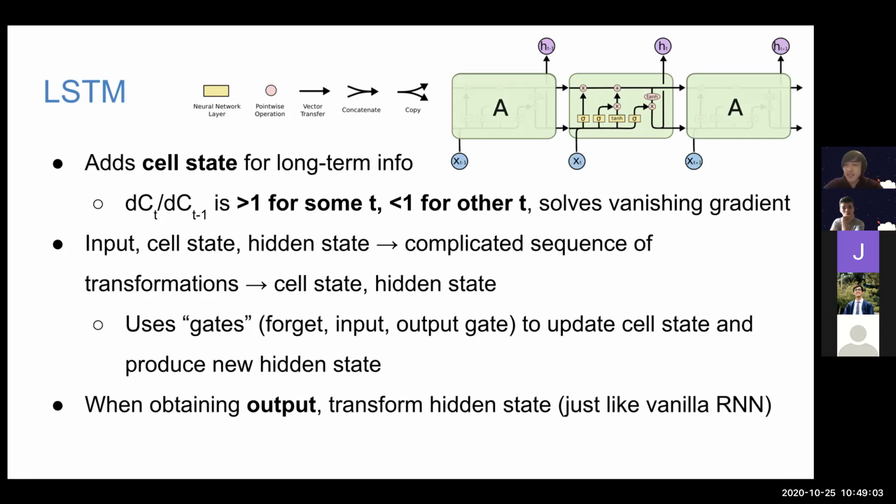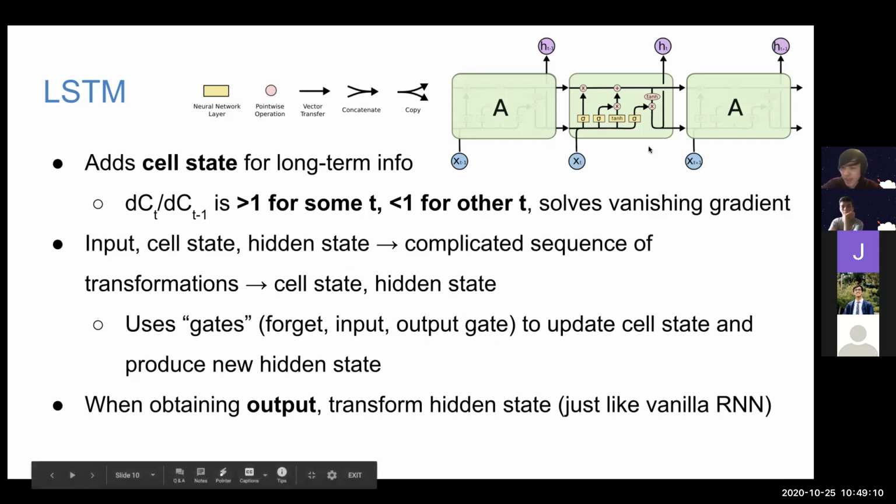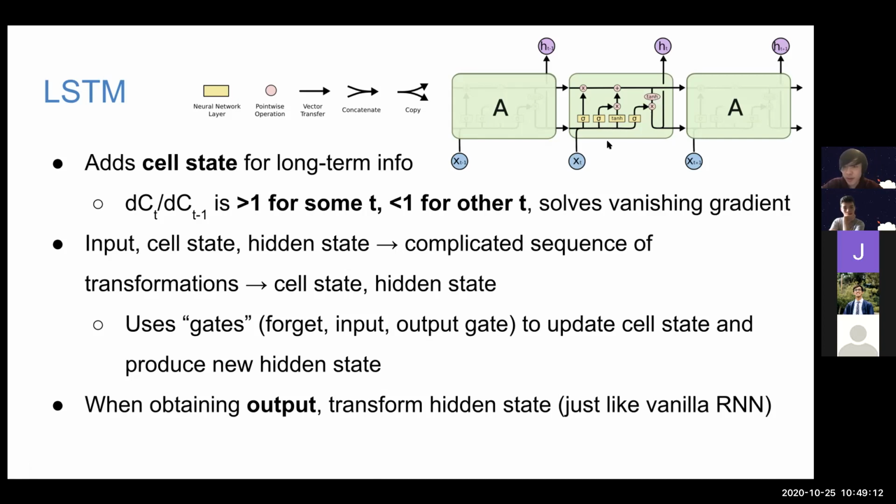And that updated cell state is also used to produce the next hidden state. So in your output gate, you again apply another neural network layer with another set of weights and a sigmoid activation function to your concatenated input and hidden state. Then you combine that using a pointwise operation with your cell state, which you apply a tanh to. That produces your next hidden state. And the hidden state is drawn on top because it can also be used to produce the output.